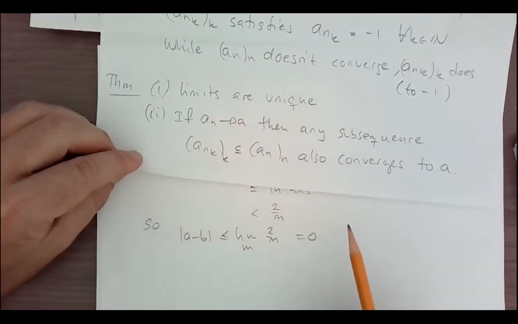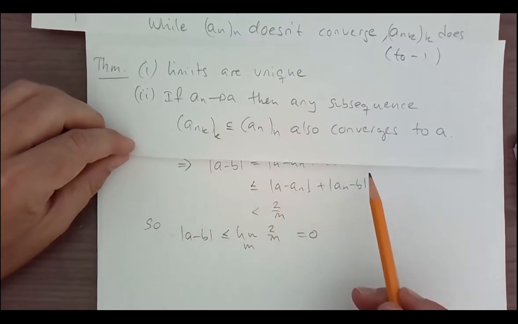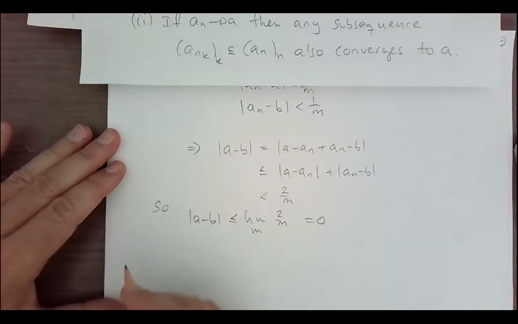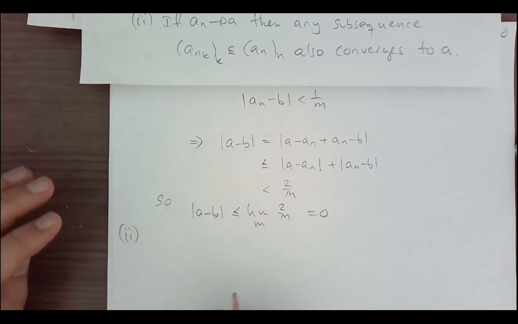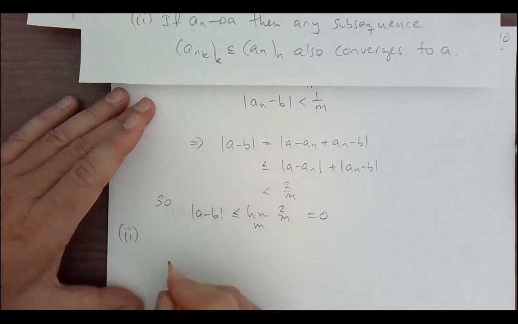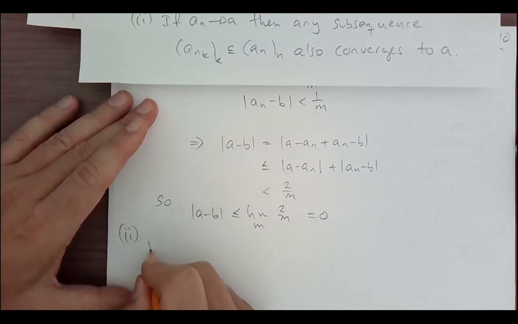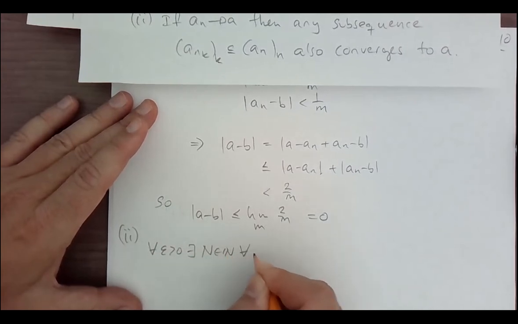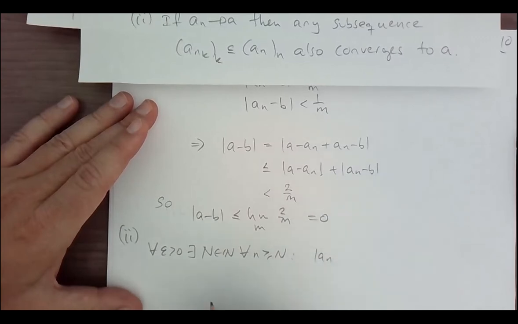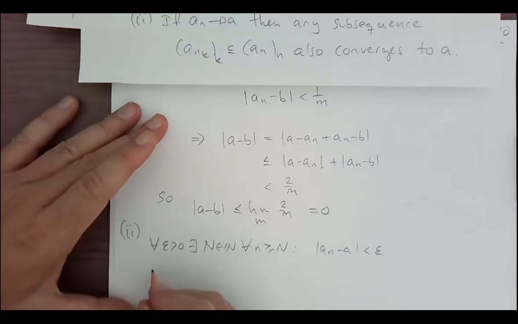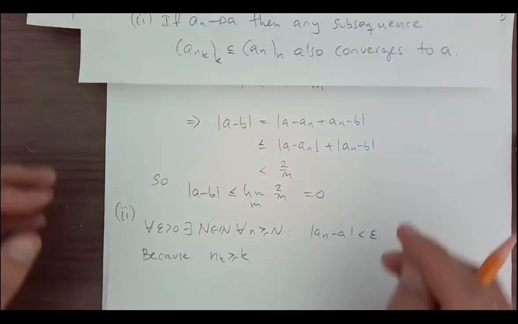This can be of no surprise. Any subsequence converges to the same thing as the original sequence converges to. How would one see that? Well, for any epsilon bigger than 0, I know I can find a natural number N such that when I'm later than that number, the absolute value of a_n minus A is less than epsilon. But then I use this property that if I'm a subsequence, n_k is bigger than k.